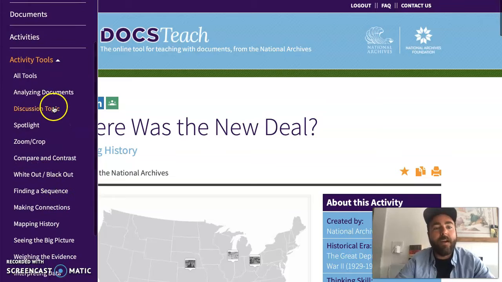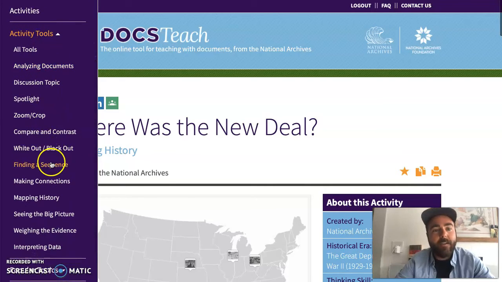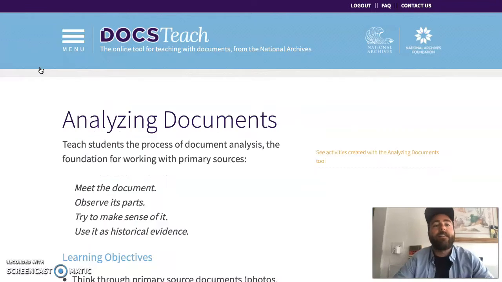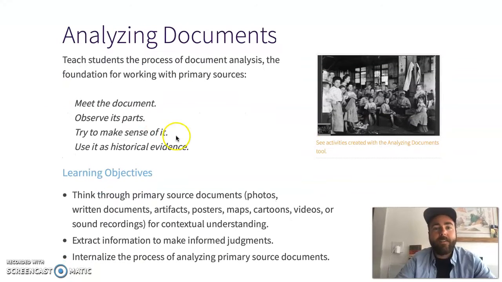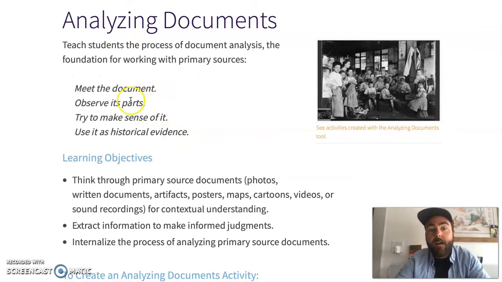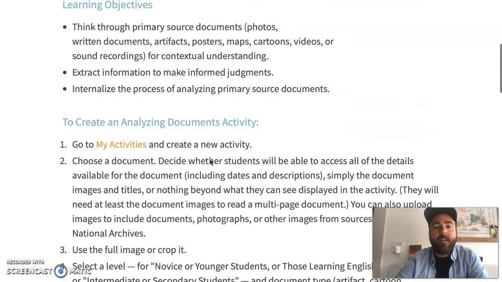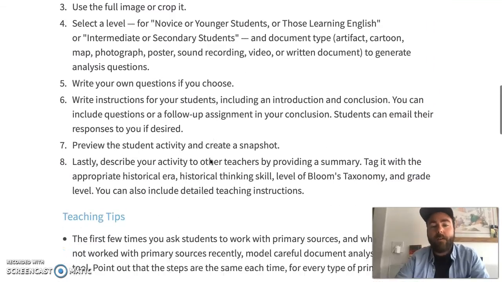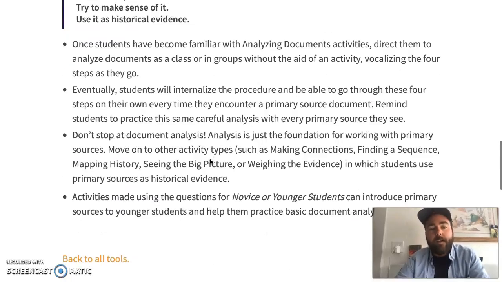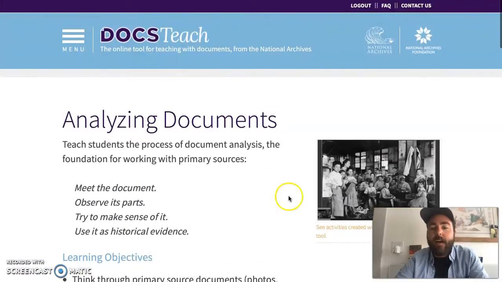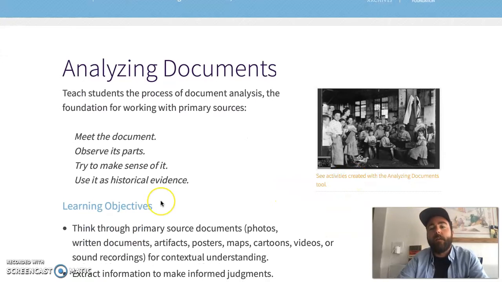Activity tools. So now we can go down the list here. Maybe we want to do analyzing documents. This allows us to meet the document, observe its parts, try to make sense of it, and use it as historical evidence. So how do we know these are primary sources? How do we analyze and learn how to discern why it's relevant, and how do we know certain things are useful in our papers and if we should trust it or not?